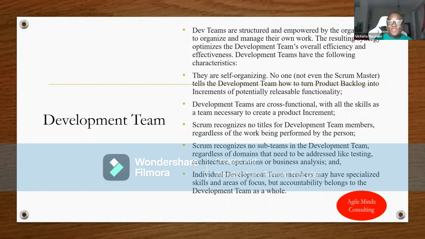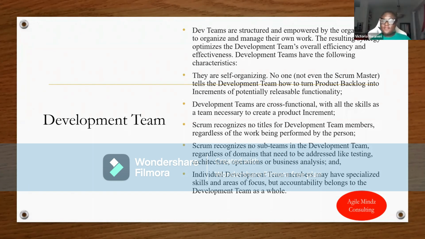So when it comes to development team, right, it says dev teams are structured and empowered by the organization to organize and manage their own work. It's important to understand that. So the dev team should definitely be self-organizing or self-managing, and they hopefully should be cross-functional, right? It's important to have a cross-functional team.